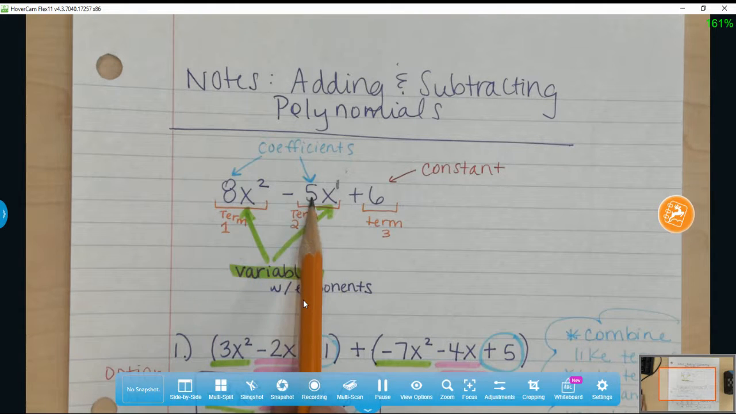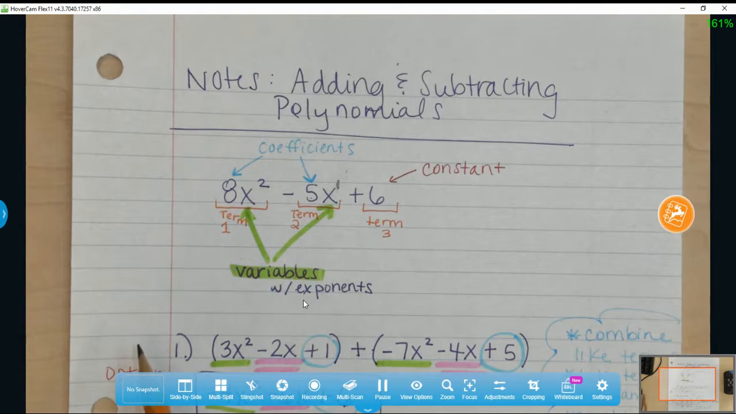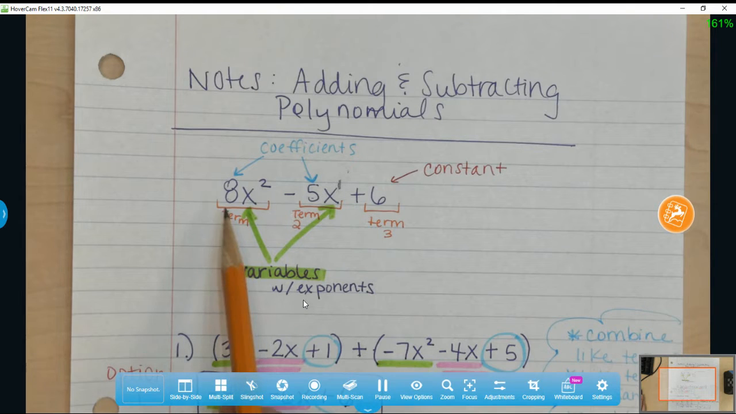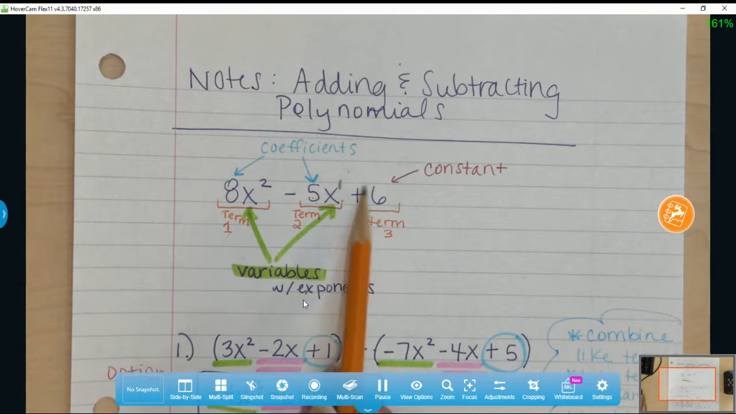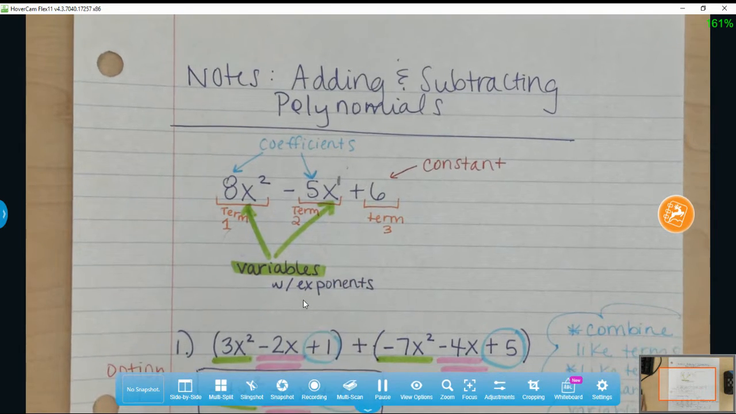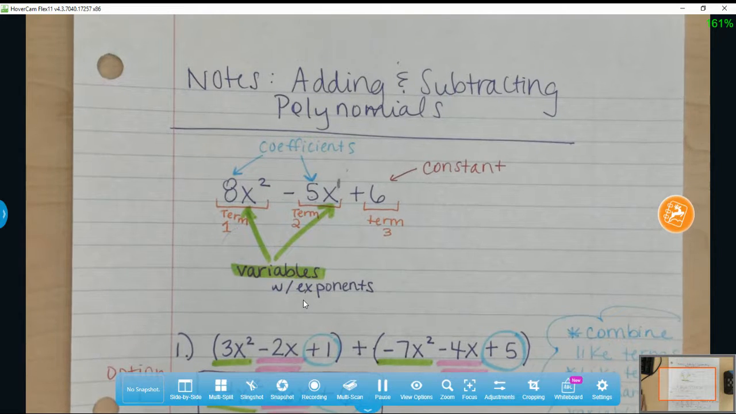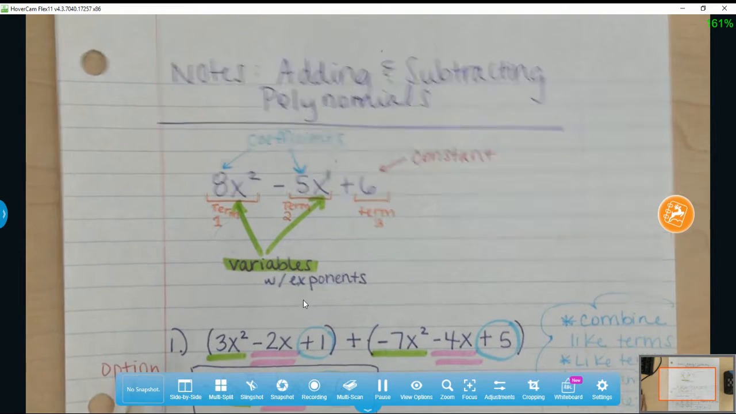And then we have something called coefficients, right? The coefficients are the numbers in front of the variables. So an 8 in front of the x squared, and we could think of this as a -5 in front of x. And then whenever you have a number that's just hanging out by itself, we call that the constant. So there is a constant here as well.